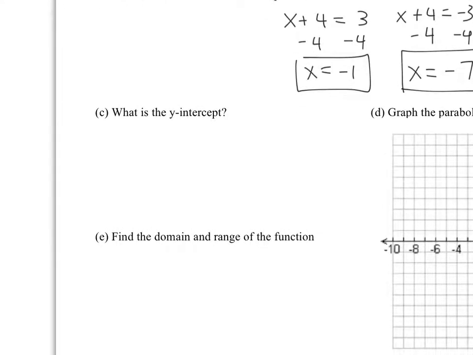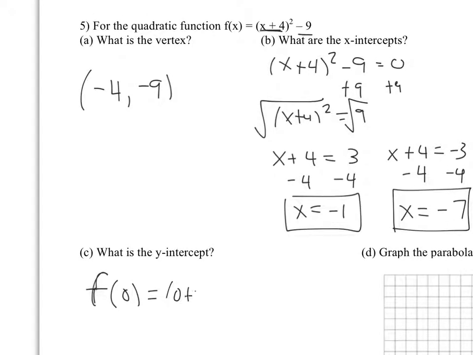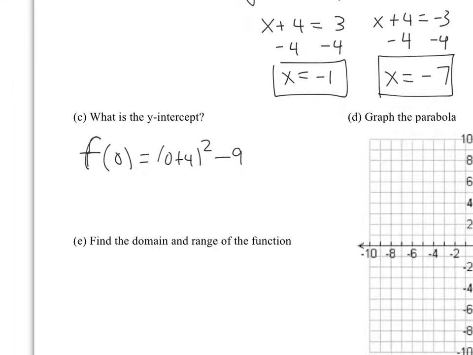The y-intercept is where we hit the y-axis, and to find that we really just need to find where x is 0. I just need to plug that into my equation. So 0 plus 4 squared minus 9. Well, 0 plus 4 would be 4 squared minus 9, which is really 16 minus 9. So my y-intercept would be 7.